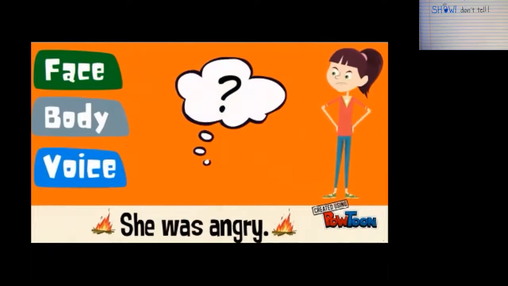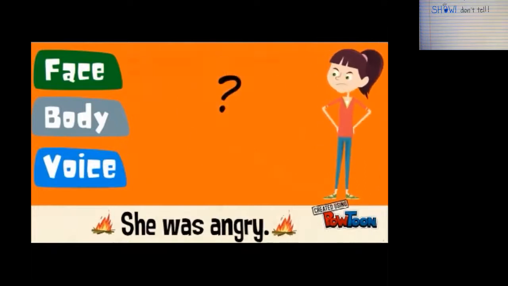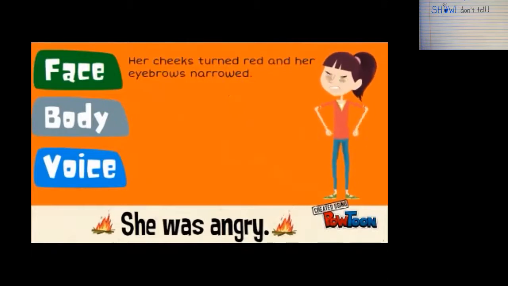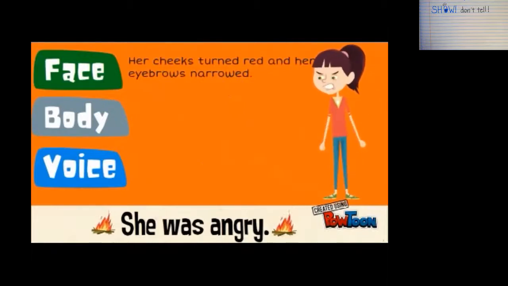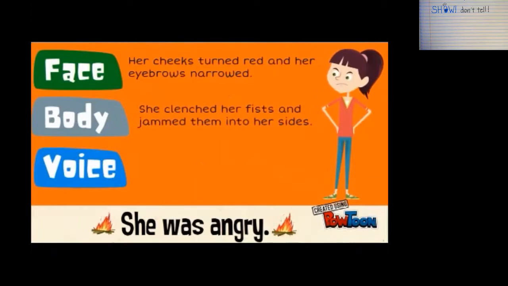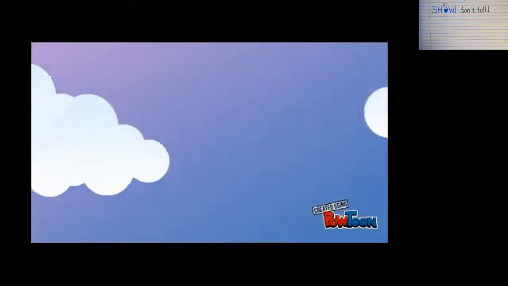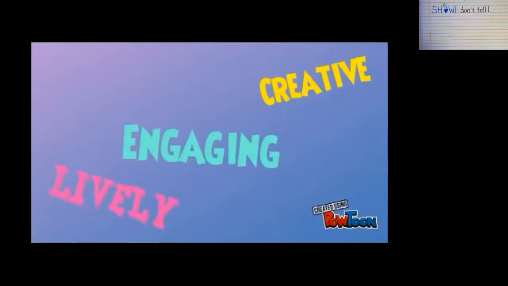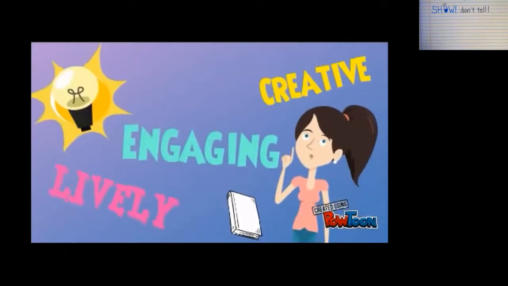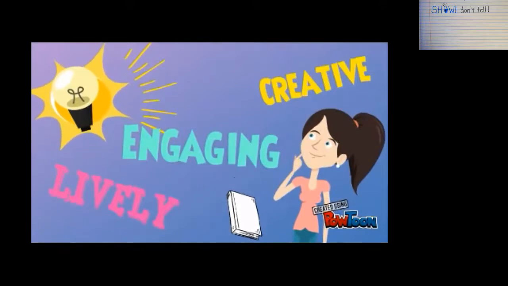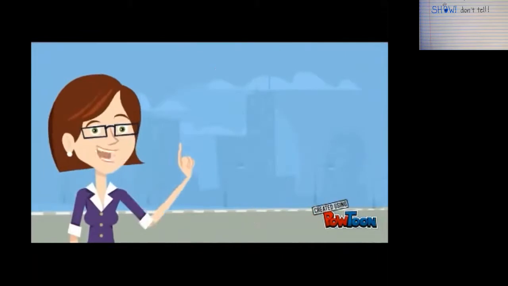When a person is angry, how does their face look? Her cheeks turned red and her eyebrows narrowed. What does the rest of her body do? She clenched her fists and jammed them into her sides. How does her voice sound? She growled at me through clenched teeth. Now your reader can really picture how angry this character is, and your writing is coming to life. When you use the strategy show, don't tell, your writing will be more creative, engaging, and more lively. Your reader will love to imagine your story in their own imagination. So next time you're writing, remember to always show, don't tell.